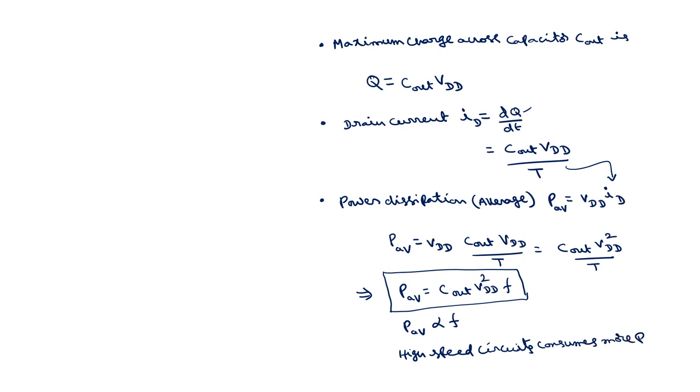And they dissipate more power, because F will be large, so P average also is large compared to the low speed circuits. This is one of the important conclusions. And we also know that there is a compromise between speed and power, because speed power product is constant. So this is all about this CMOS inverter.